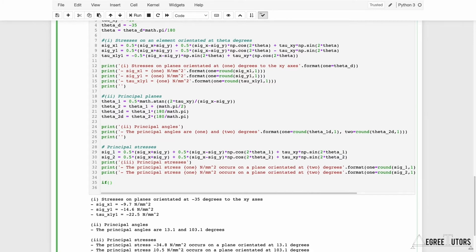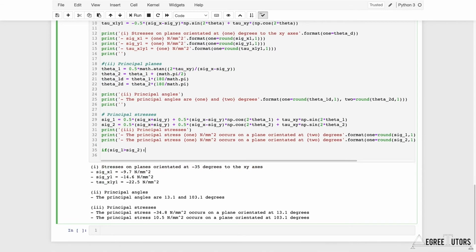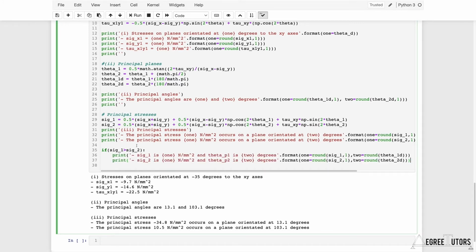So I'm going to say if sigma 1 is greater than sigma 2, what do I want to do? Well, I want to print a set of statements, and it's going to be these guys here. So if sigma 1 is greater than sigma 2, well then it means I would have guessed right up here, and we can report this. We can report the line sigma 1 is whatever, and theta p1 is whatever, and then I pass in values for those 1 and 2 variables as sigma 1 and sigma 2.